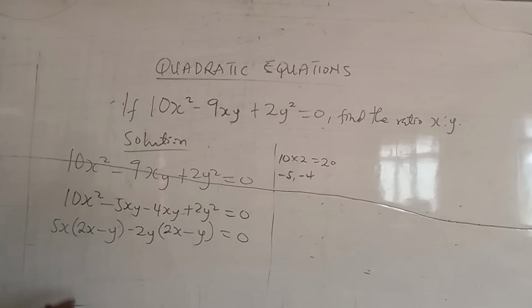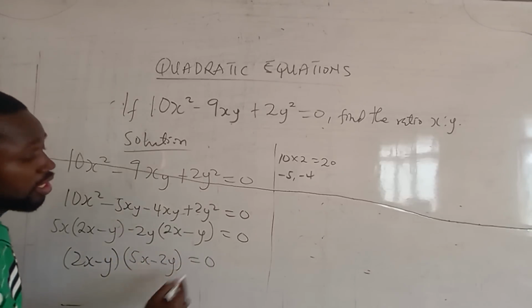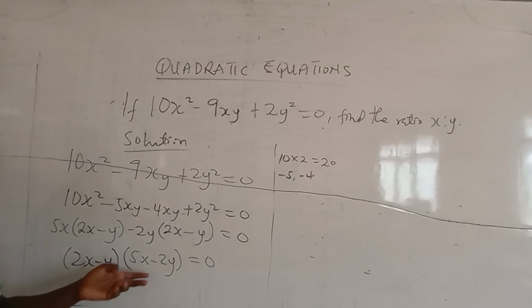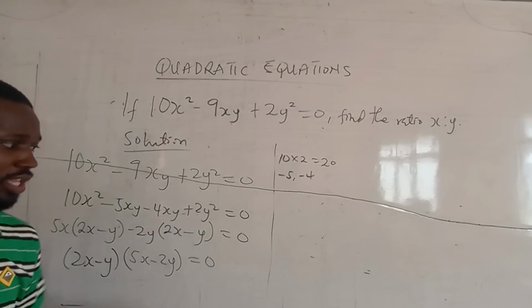So realize that we have 2x minus y, 2x minus y. So we factorize 2x minus y outside, and what do we put in the bracket? We have 5x minus 2y in the bracket equal to what? Equal to 0. So we have 2x minus y, and then 5x minus 2y equal to 0.